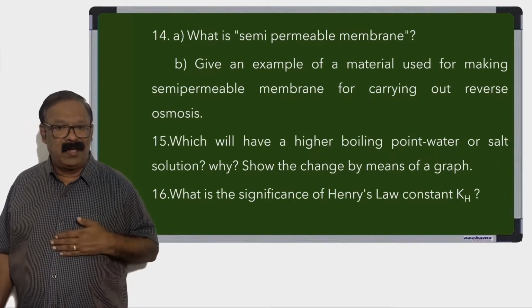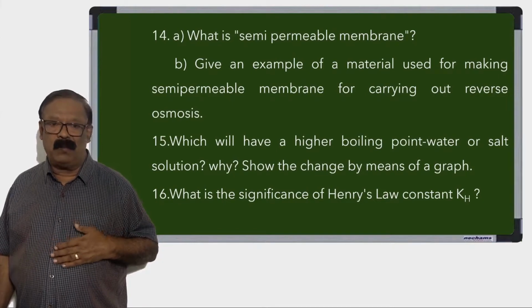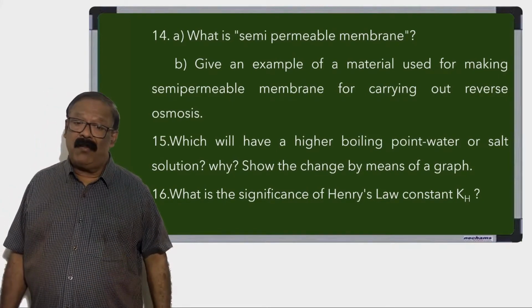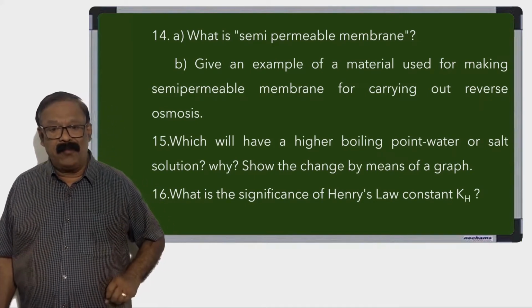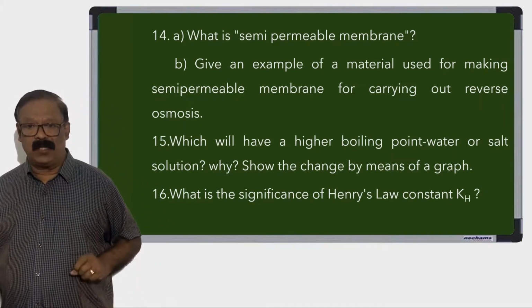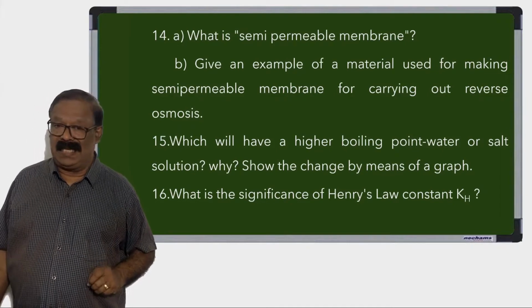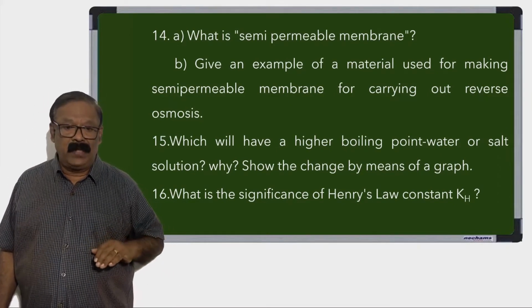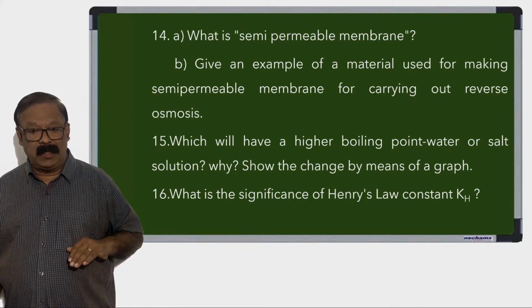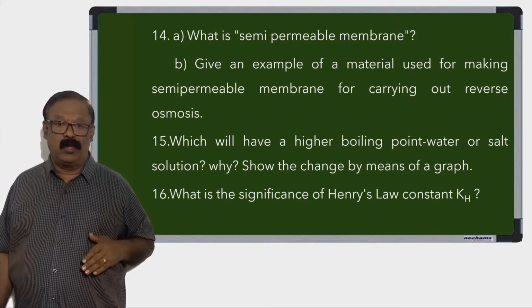What is a semi-permeable membrane? It permits only the solvent molecules to pass through. Give an example of a membrane used for making a semi-permeable membrane for carrying out the reverse process. It is cellulose acetate deposited on a proper support.